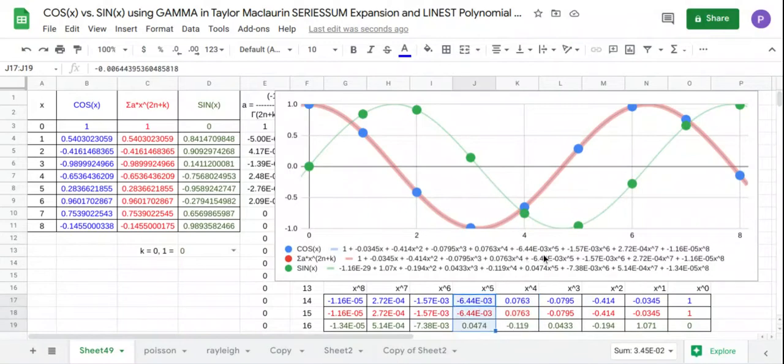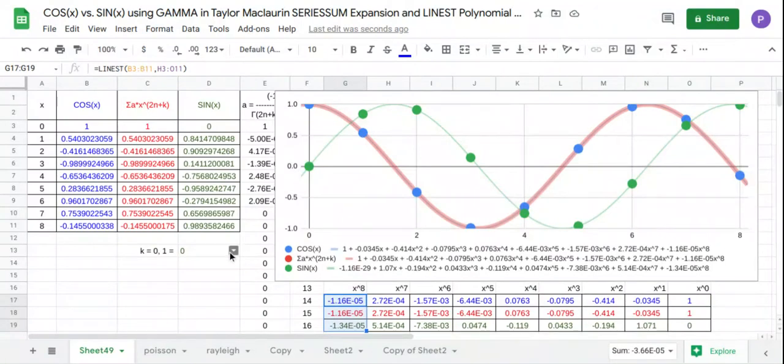X to the fifth, you have negative 6.44 and 0.0474. X to the sixth, 1.57 times 10 to the minus 3. And this is 7.38 times 10 to the minus 6. So all these are negative. And to the x to the 7th, 2.72 times 10 to the minus 4. 5.14 times 10 to the minus 4. X to 8, all is negative. Negative 1.16 times 10 to the minus 5. 1.34 times 10 to the minus 5.